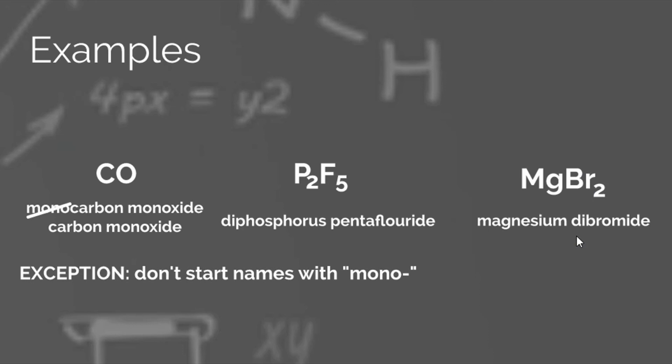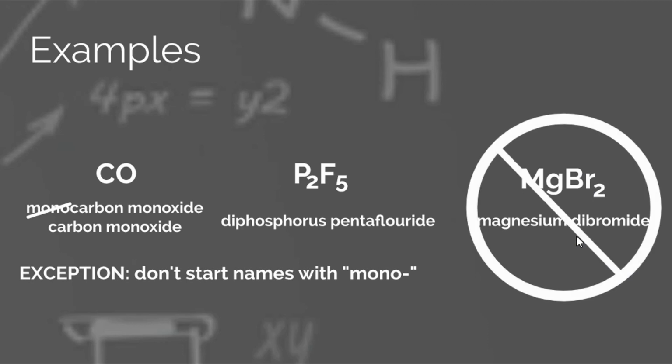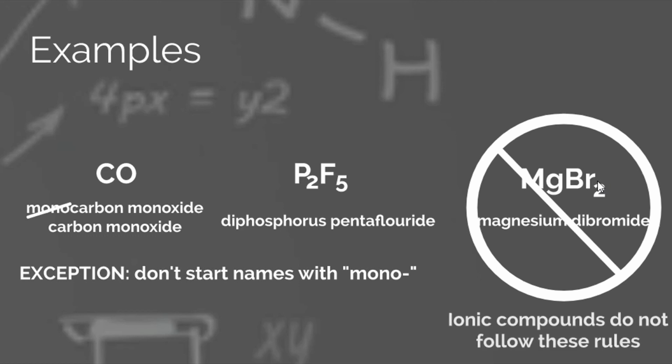Simple enough. Or you would think, because this actually turns out to be wrong. This is not the way we would name this compound. The reason for that is that it is not a covalent compound. If you remember, magnesium is a metal, bromine is a non-metal. This makes it an ionic compound, and we actually use a different set of rules for naming ionic compounds. We'll get to see that more in the next section, so stay tuned for that.